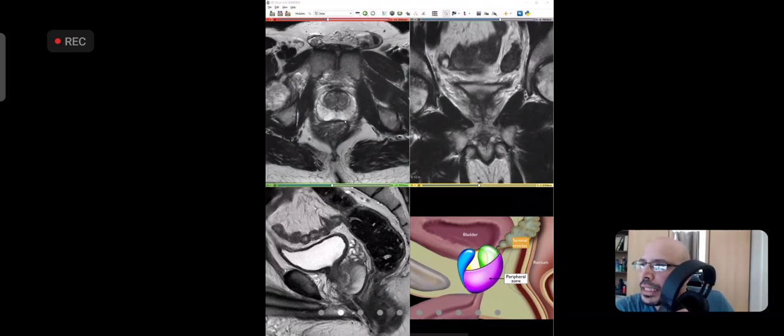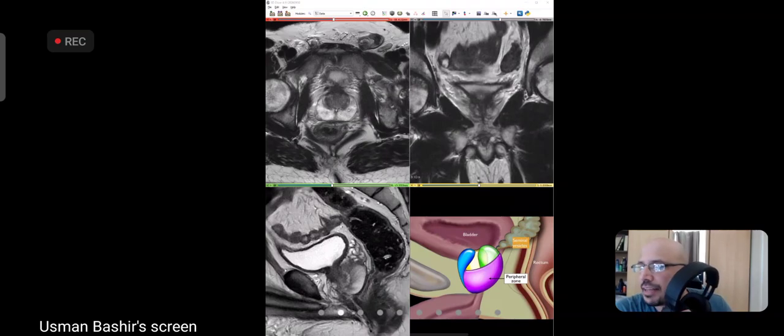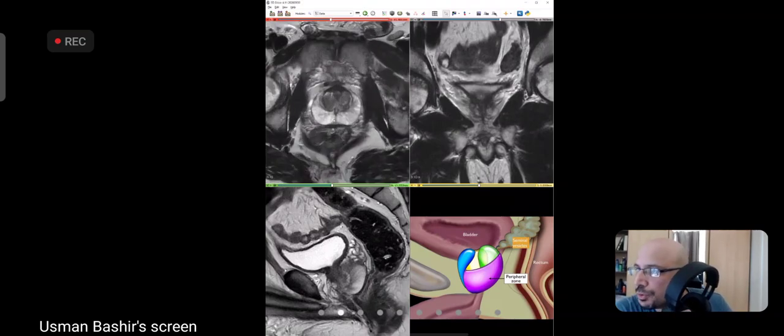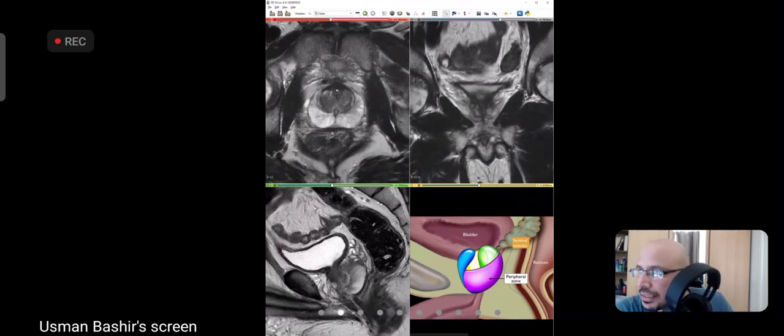Importantly, the prostate is surrounded by a pseudocapsule, which is just a thickening of fibromuscular tissue. It's not a true capsule. The pseudocapsule is deficient anteriorly. Very low signal band. This is actually not a part of the capsule anterior. This is known as the anterior fibromuscular stroma.